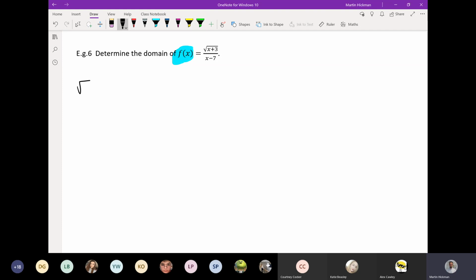So if I look at my numerator, it's a little bit like what we did in the starter. Where is the square root of x plus 3 valid? Well, this is valid as long as you've got 0 or greater inside that square root. Okay, so square root of x plus 3 is valid if x is greater than or equal to minus 3. Remember, greater than or equal to, we can do the square root of 0.